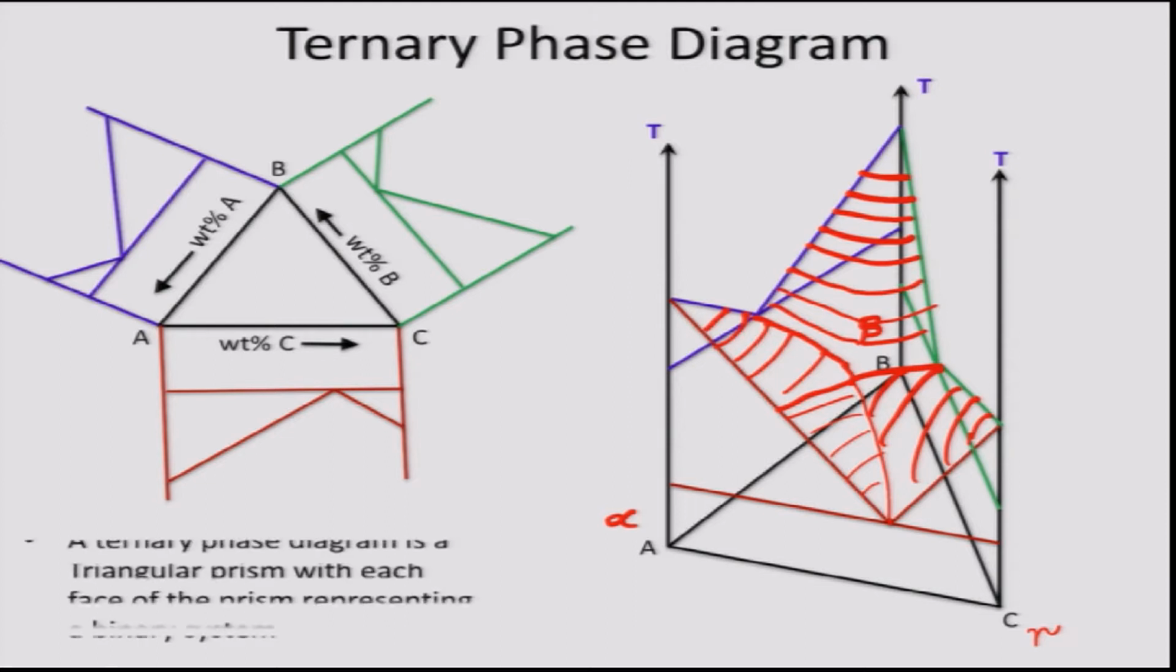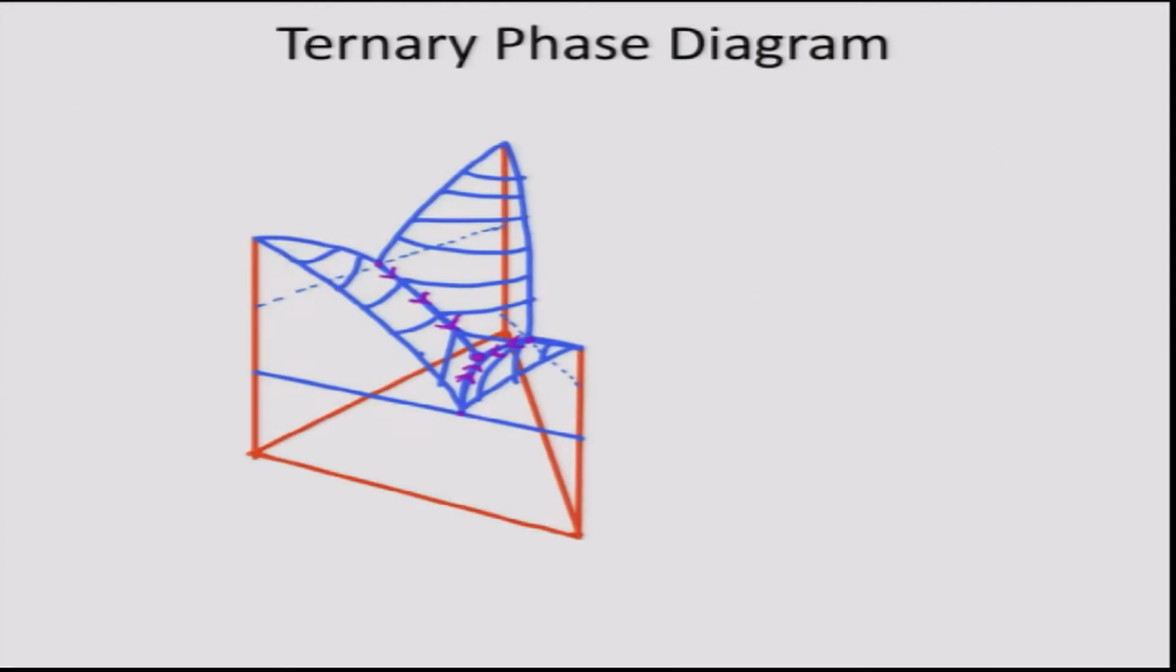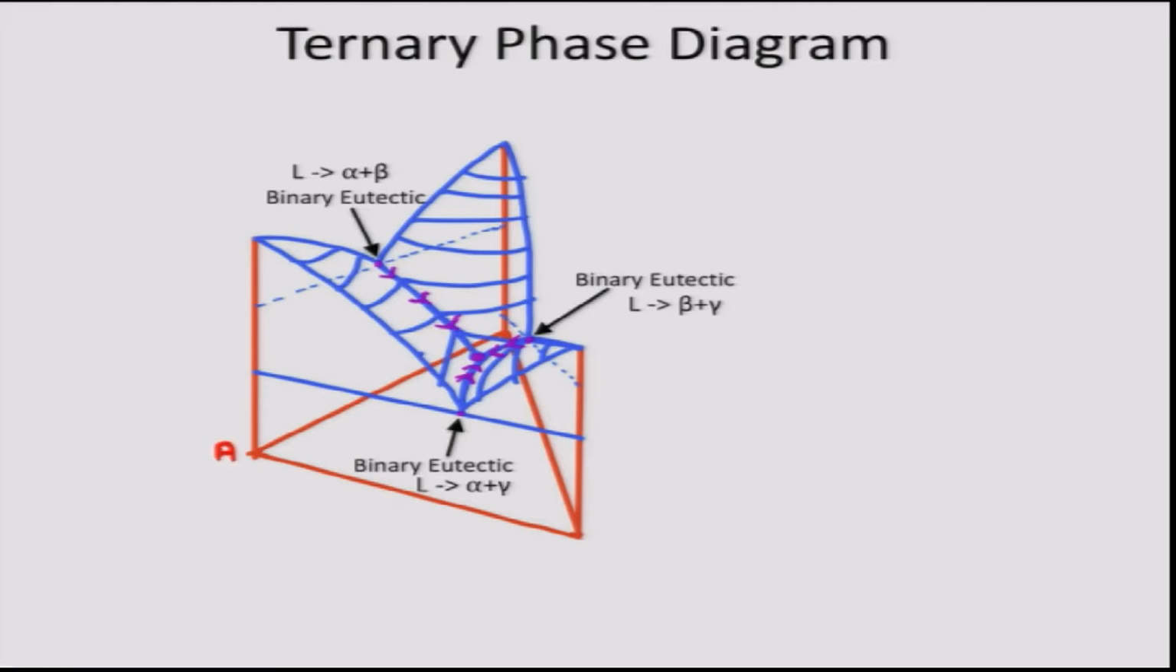So, basically a ternary phase diagram is a triangular prism with each face of the prism representing a binary system. I have redrawn this ternary phase diagram here. We can note there are 3 binary eutectics here. A binary eutectic is a 3 phase equilibrium, and these 3 eutectics are one on the binary system AB. Let us write the ABC corners here.